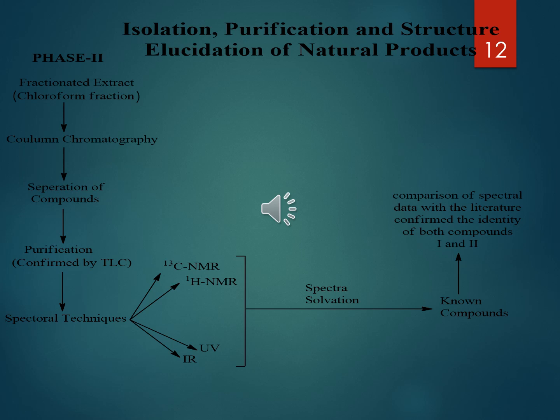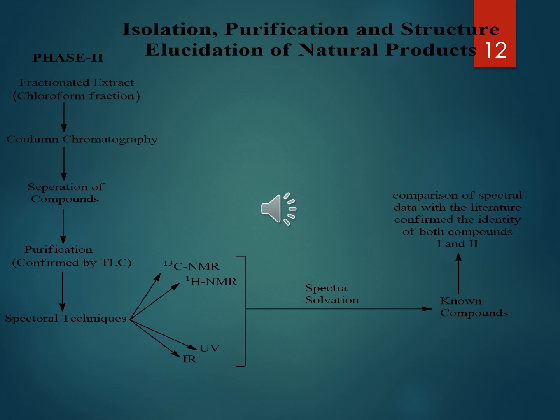When the spectral techniques are completed, we get a complete file, and we submit this file for spectral solvation. After the solvation of the spectra, we get the known or unknown compounds. For example, we have two known compounds, and these are confirmed on the basis of the literature. Comparison of spectral data with the literature confirms the identity of both compounds 1 and 2.